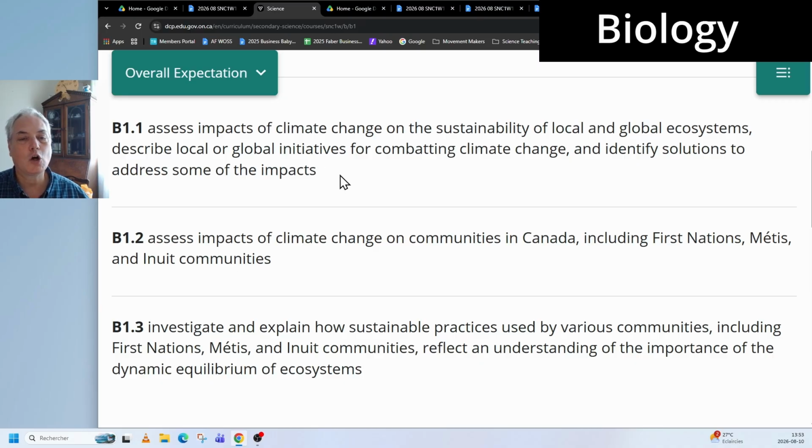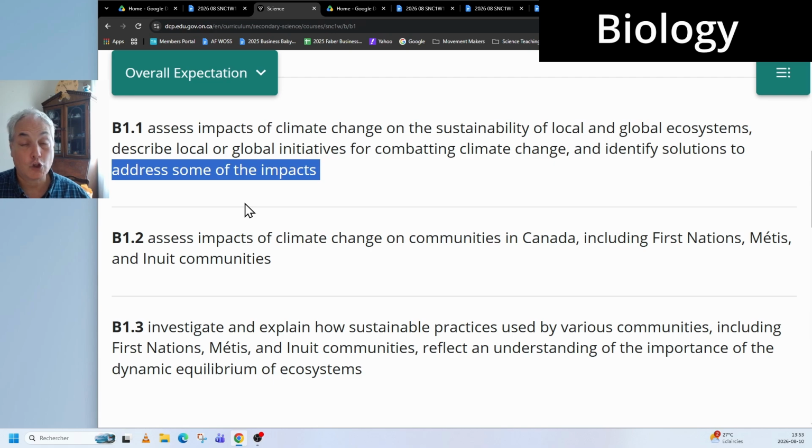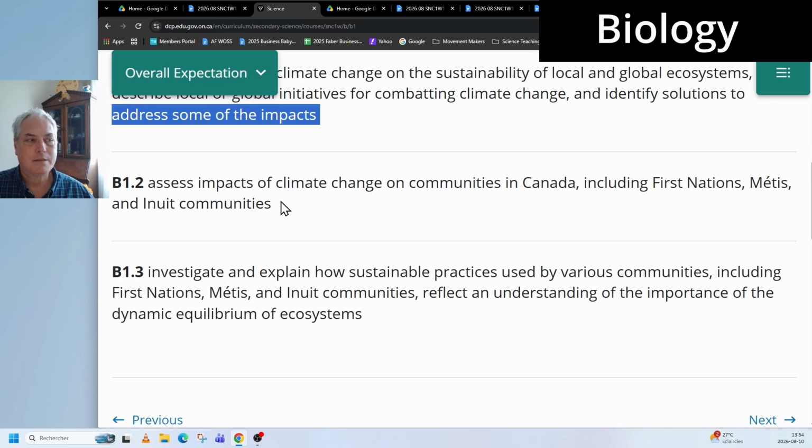And the idea here is always to address the impact. Often we think of the impacts on humans, but we have to think about the impact on the ecosystems, on the environments, as well as our atmosphere, where we are all sharing that. And my hope is not to include too much geopolitical issues related to that. Second point: assess impact of climate change on communities in Canada, including First Nations, Métis, and Inuit communities. I talked about this a little bit.